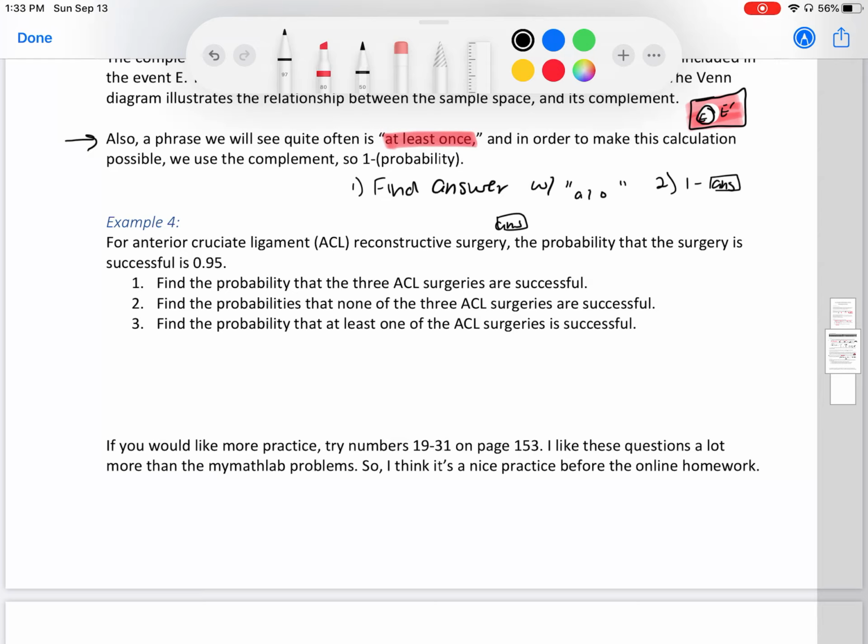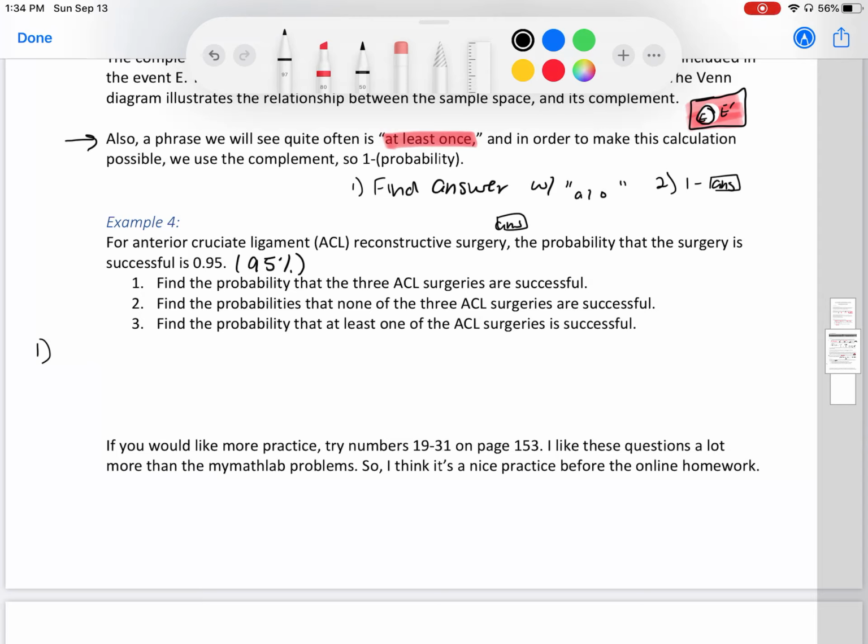Example 4. Anterior cruciate ligament, ACL, reconstructive surgery. For an ACL surgery, the probability that the surgery is successful is 0.95, so 95%. One, find the probability that the 3 ACL surgeries are successful.